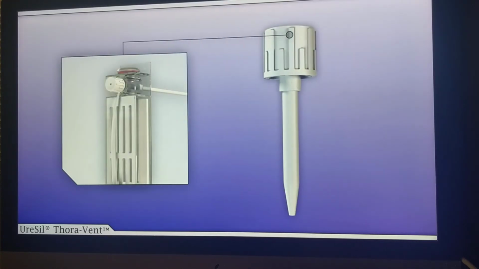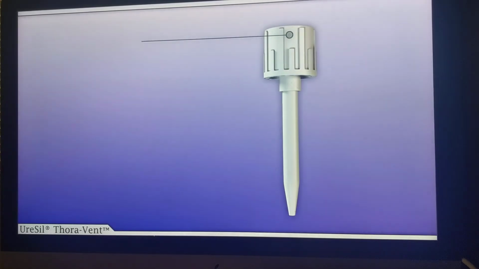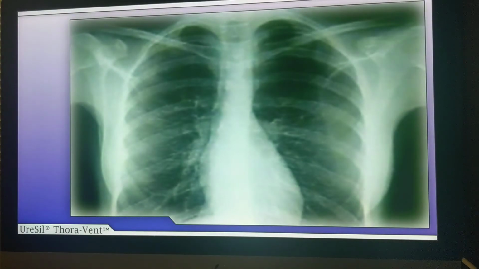The Thora-vent occlusion plug can be used to check for a continuous air leak from the patient's lung prior to removal of the device. Placing the Thora-vent. This radiograph shows a moderate pneumothorax in the left pleural cavity.